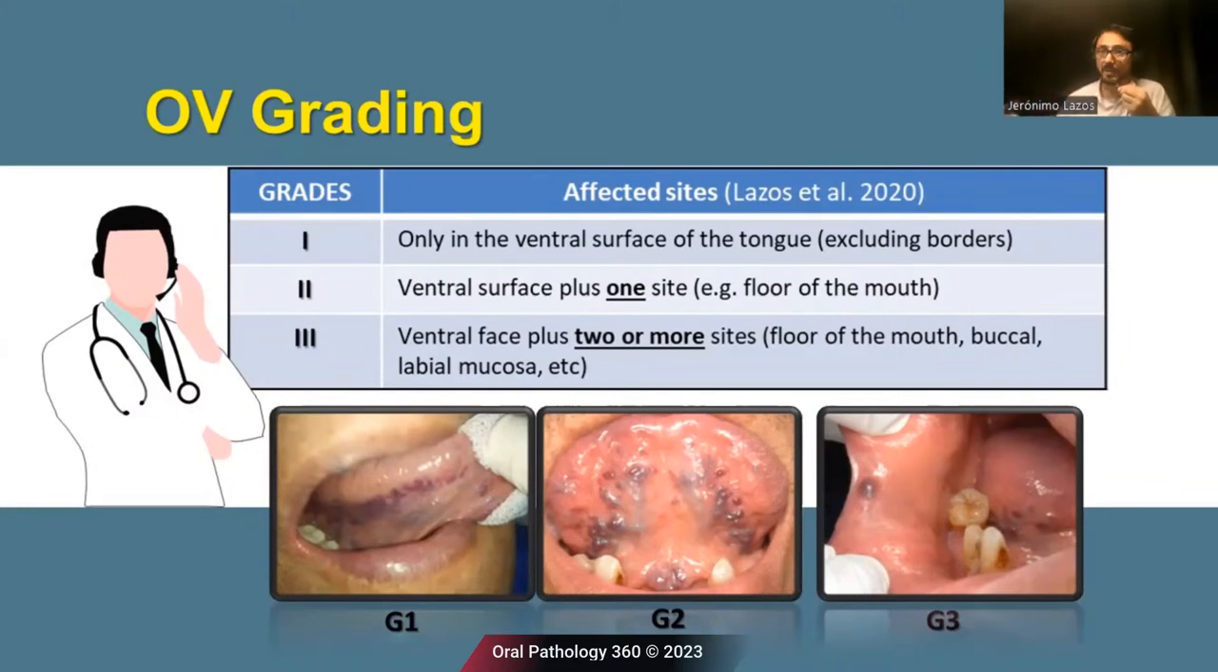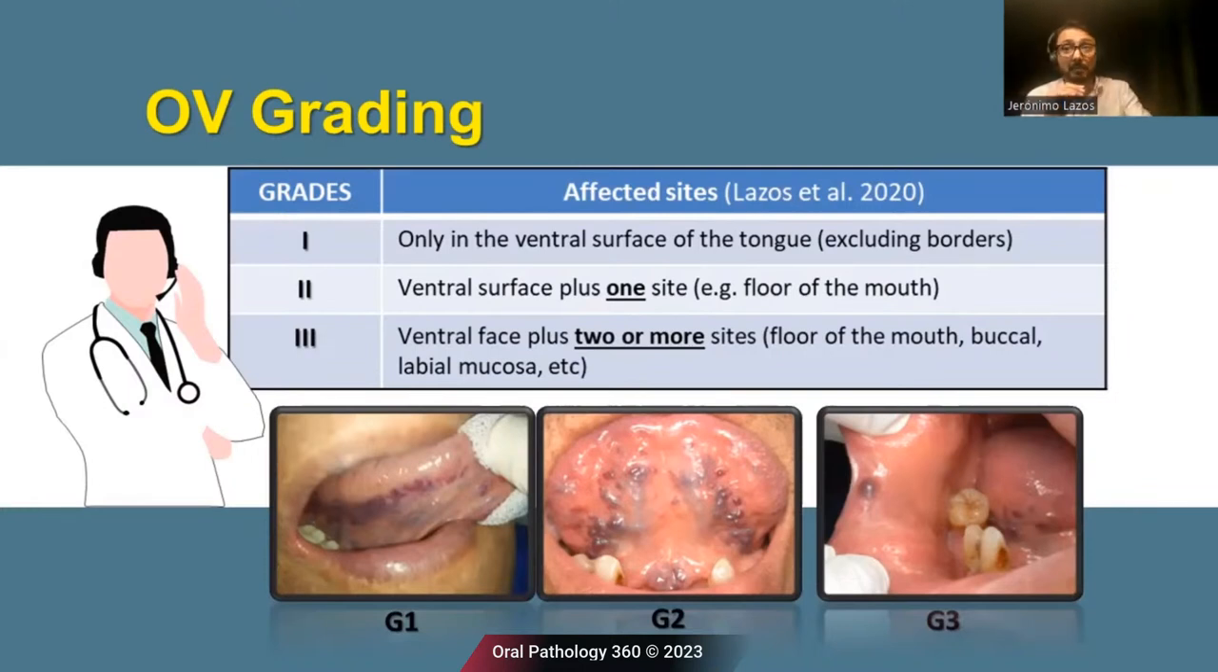That could be buccal mucosa, left or right, labial mucosa, upper and inferior, and these should be recorded separately. So if the patient has an oral varicosity on the left buccal mucosa and also on the right, it should be recorded at two different places.